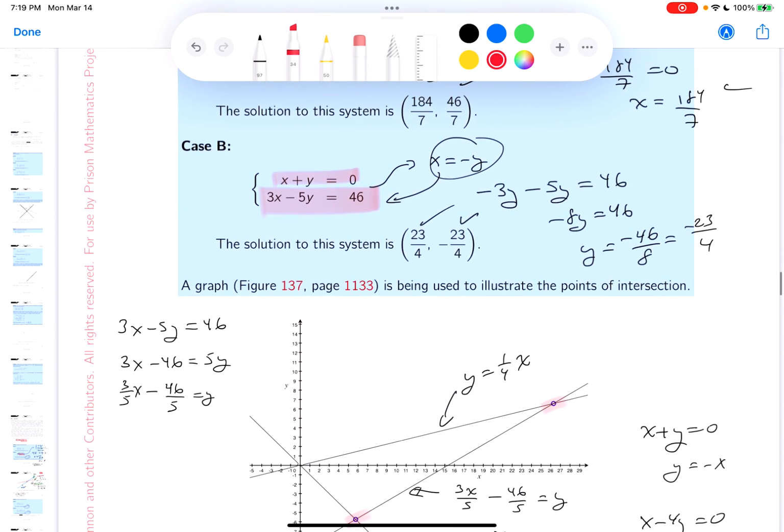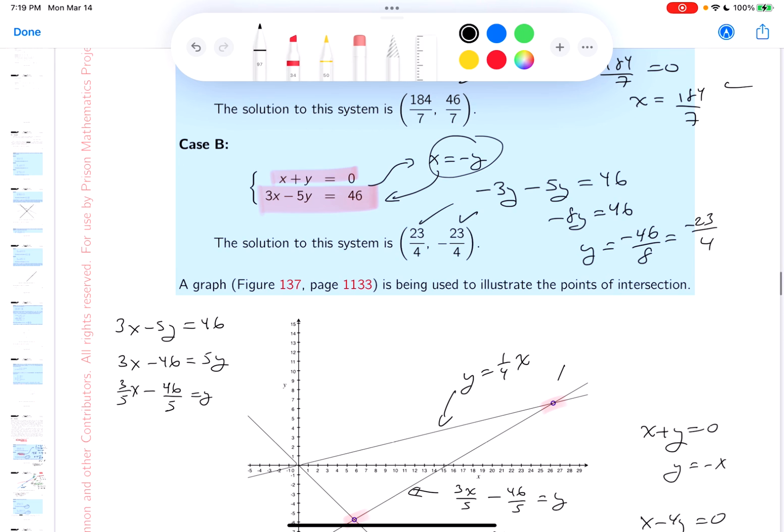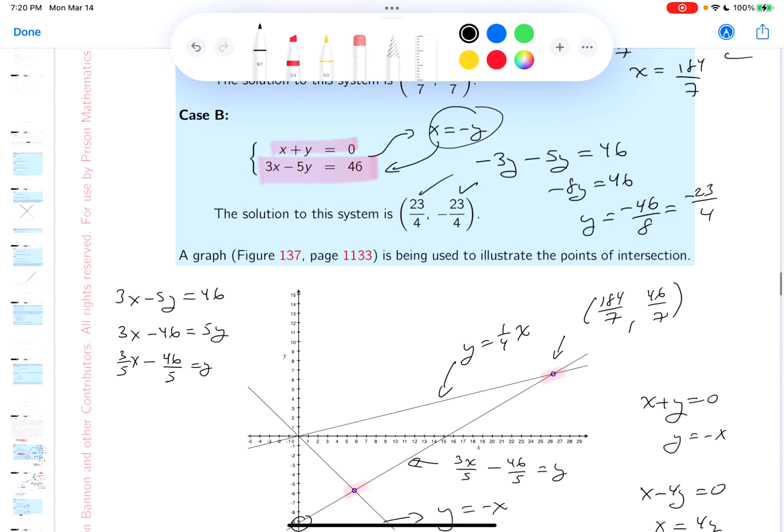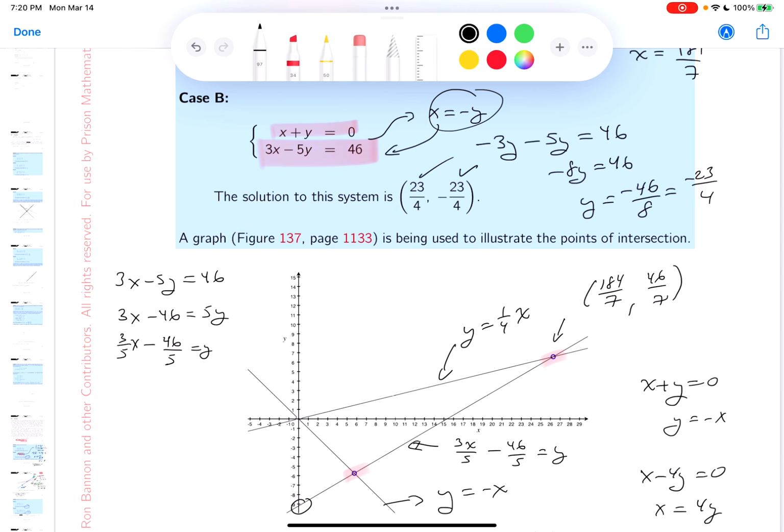I agree with that. So this one here, I'll write this down for you, is 184 over 7 and 46 over 7. Yes, I had to type that into the machine to get it to plot a point there. And this one over here is 23 quarters, minus 23 quarters. Relatively simple graph, by the way. One you can construct by hand if you want. Certainly I'm using the machine.